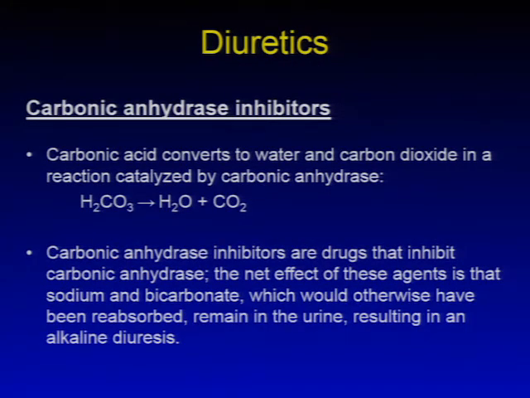The first diuretic I'm going to talk about is carbonic anhydrase inhibitors. Carbonic anhydrase inhibitors are drugs that inhibit carbonic anhydrase, the enzyme that helps in the conversion of H2O and CO2 to H2CO3. The net effect of these agents is that sodium and bicarbonate, which would otherwise have been reabsorbed, remain in the urine, resulting in alkaline diuresis. The most common carbonic anhydrase inhibitor used is acetazolamide, used in the treatment of glaucoma.